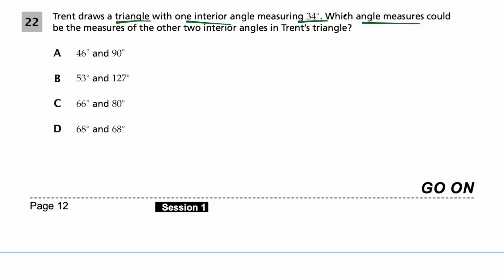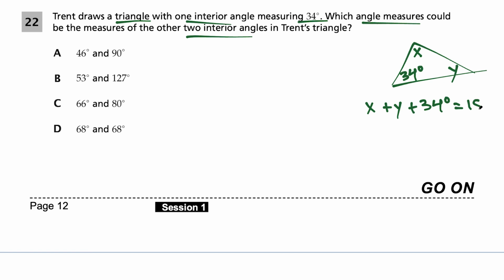So question 22, we have Trent draws a triangle with one interior angle measuring 34 degrees. Which angle measures could be the measures of the other 2 interior angles in Trent's triangle? For this one, you have to know that for any triangle, the sum of the interior angles is 180 degrees. So if one of the angles is 34 degrees, the other 2 angles, let's call them x and y, would have to make 180 degrees with 34 degrees. So x plus y plus 34 would have to equal 180 degrees.